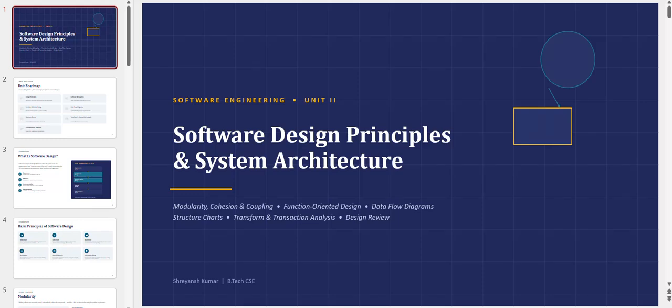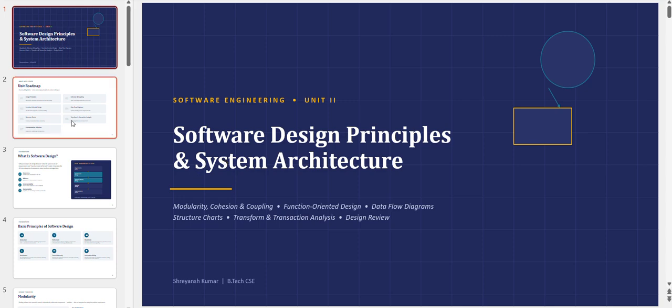Everyone, in this video, we are going to learn software engineering unit number 2, that is software design principles and system architecture. In this, we will cover modularity, cohesion, coupling, function-oriented design, data flow diagrams, structure charts, and transform and transaction analysis design review.